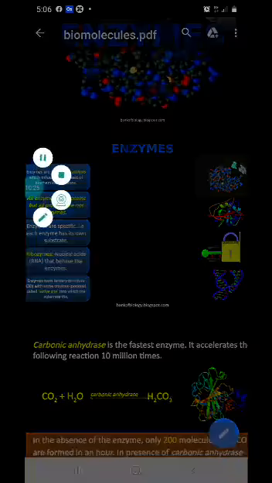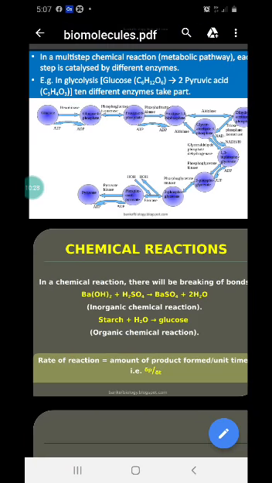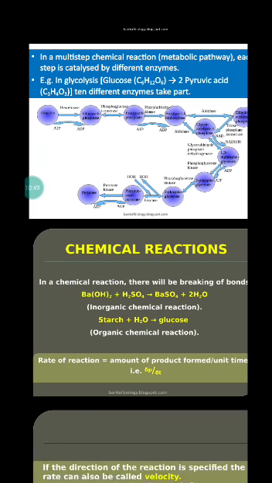Clear? I just told you, in a multi-step reaction or a catabolic reaction, there are different kinds of enzymes. Each step is catalyzed by a different enzyme. For example, glycolysis. Glucose gives pyruvic acid. Here nearly 10 different enzymes take part to complete this chain of reactions.